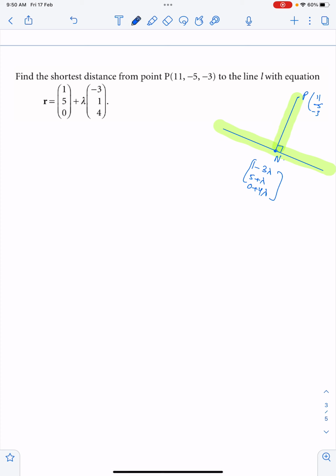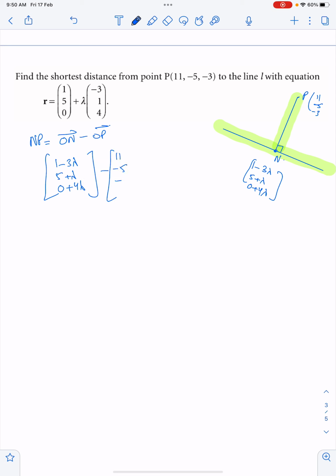So if I have to find NP, I'm going to write ON minus OP. ON is 1 minus 3 lambda, 5 plus lambda, and 0 plus 4 lambda, minus OP, which is 11, -5 and -3. Let's find NP first. It's going to be 1 minus 3 lambda minus 11, that means -10 minus 3 lambda. Then 5 plus lambda plus 5 is 10 plus lambda. Then 0 plus 4 lambda minus 3 is -3 plus 4 lambda.